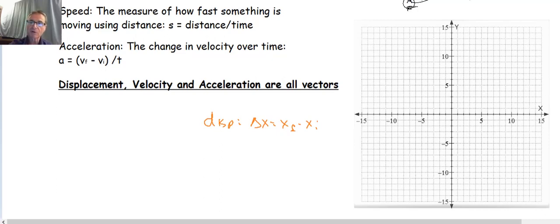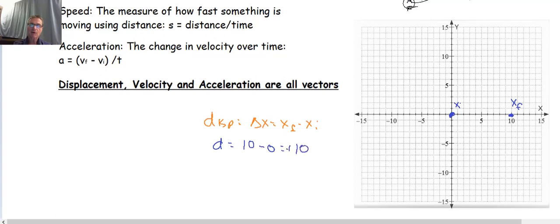I'm going to switch to purple here. You can see that a little bit easier. Let's say we start out at 0 here. So this would be x initial. And let's say we end up at position 10, and this would be x final. If I want to know my displacement, my displacement d is simply going to be x final minus x initial.